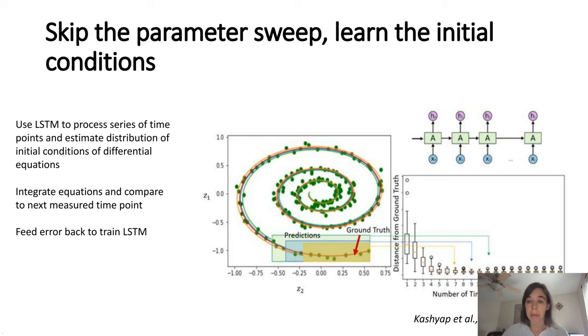So here it's demonstrated on a spiral data set where we know exactly which differential equations were used to generate the data. And so you can see we do a pretty good job of fitting it based on those initial points that we learned.